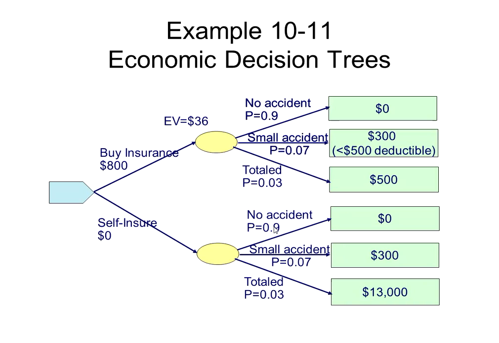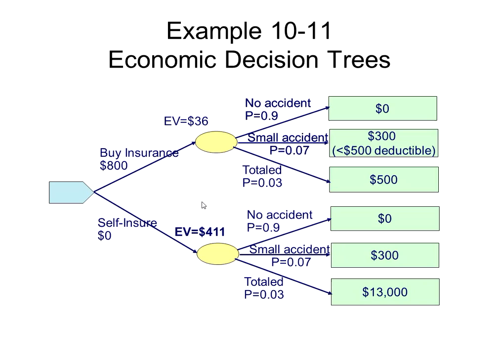So 0 by 0.9 is going to be 0. 0.07 by 300 is going to be $21. And then 0.03 multiplied by 13,000 is going to be 390. So we're going to get 390 plus 21, so that's going to be 411, and that's exactly the values that we get here, expected value.